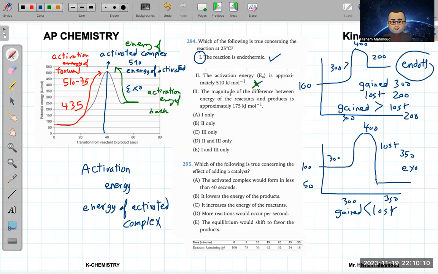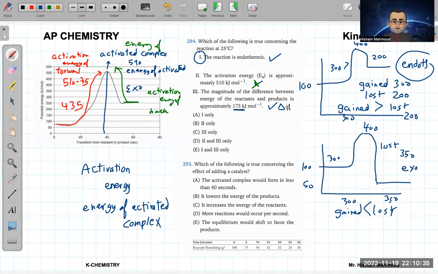طيب, what is the magnitude of the difference between the energies of the reactant and product? That's almost 75 and that's almost 250. So 250 minus 75 is 175. So that's correct. What is that known as? Delta H. That's what's known as delta H.